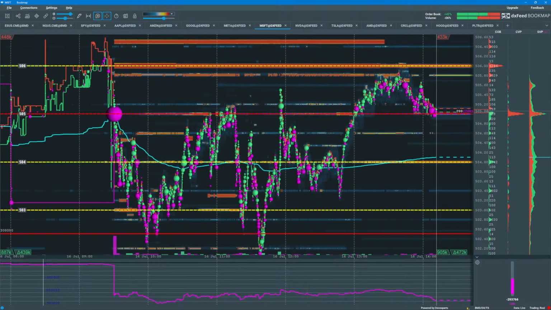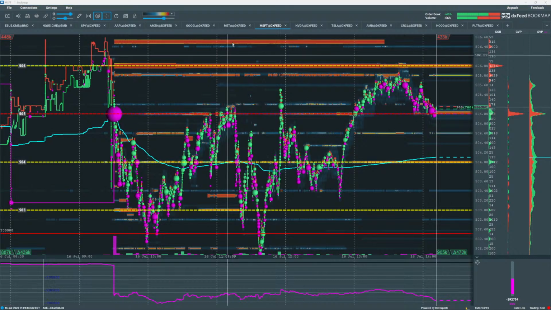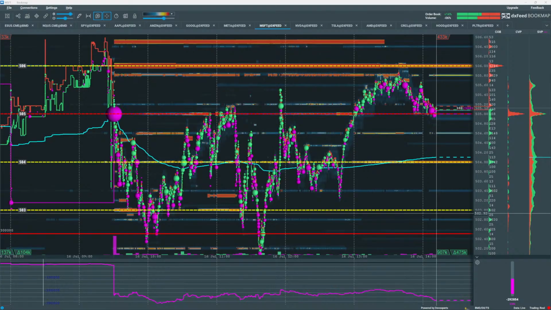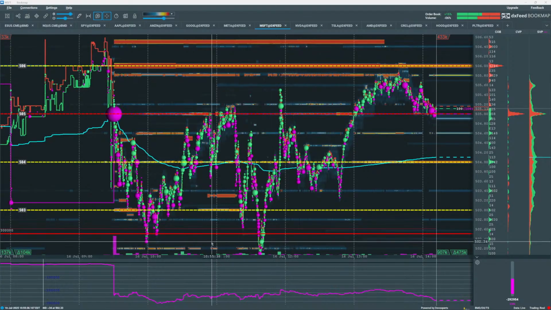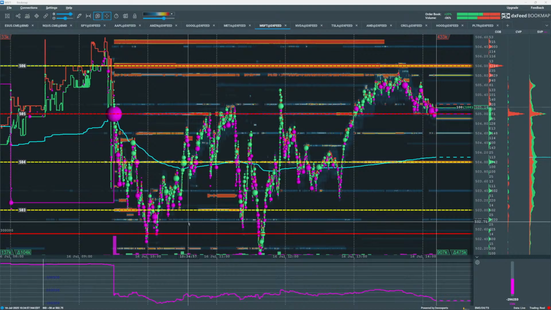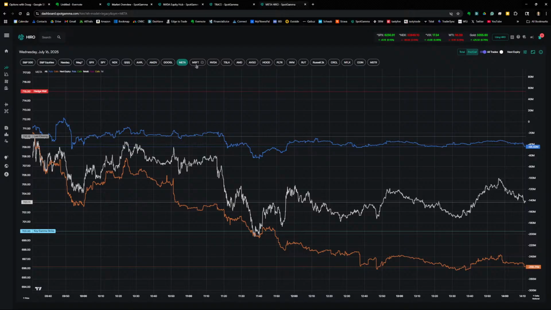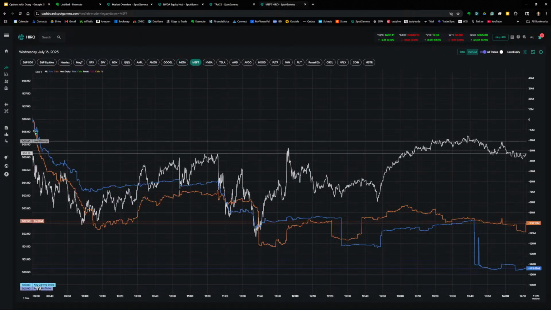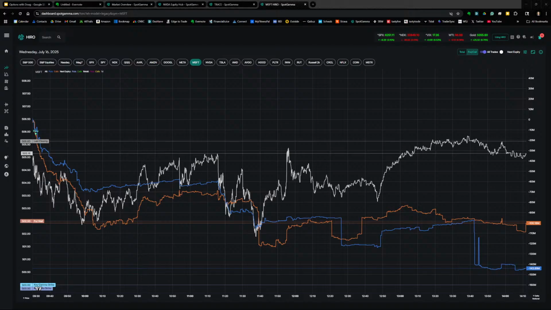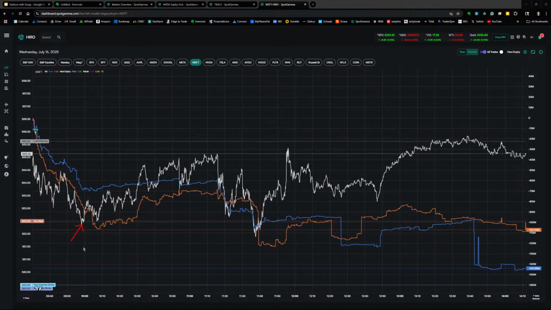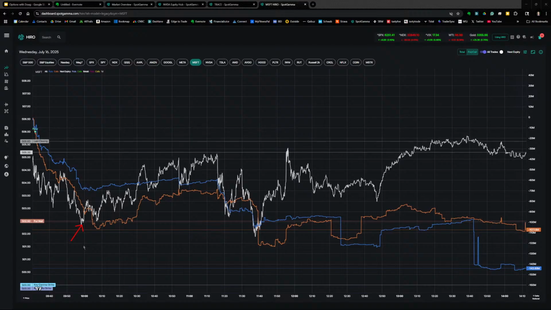And for Microsoft, let's see what options traders are doing. And the key was support at this 502.50. Let's go back to Hero. Key was support at the 502.50 put wall. Sorry about that. Kind of unusual to have a put wall at not a round number in such a high price stock, but it just shows you the importance of these levels.